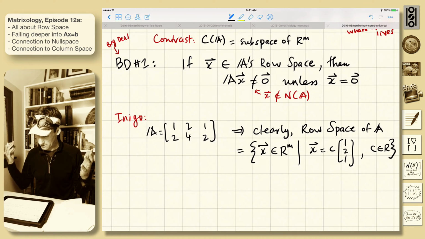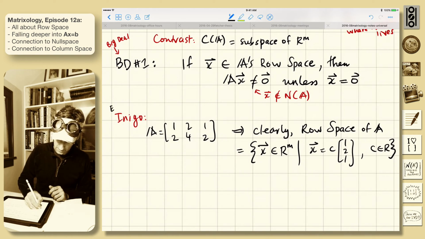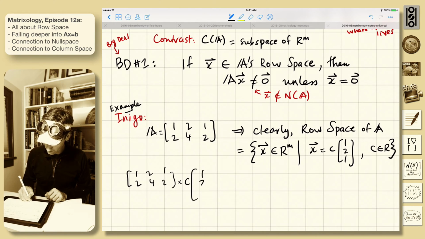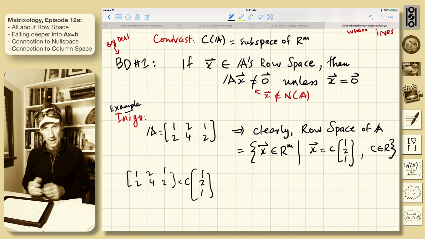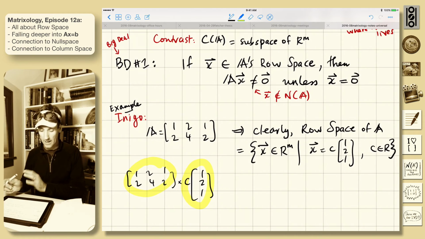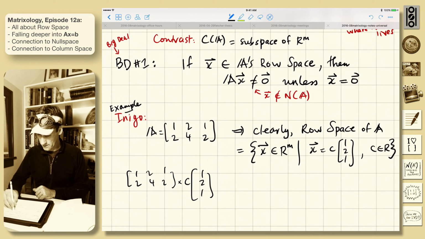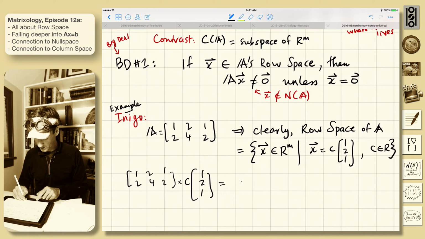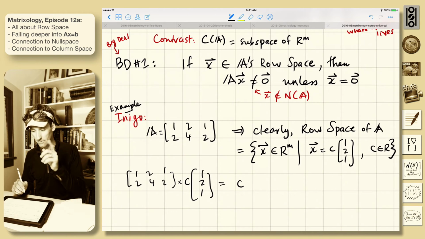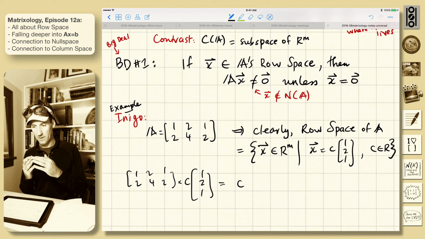So this is just an example, not proving anything, but let's do it. Take A, [1 2 1; 2 4 2], times c(1, 2, 1). This is representative of any vector in the row space of A. Multiply those together: there's a c, which is just a constant, times the dot product of (1, 2, 1) with itself. Interesting, right? The inner product of a vector with itself gives the length squared.